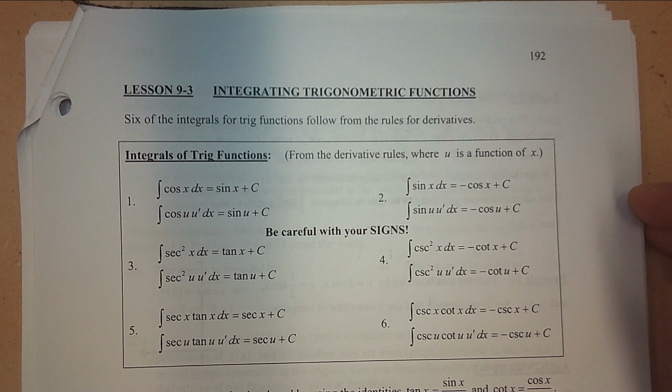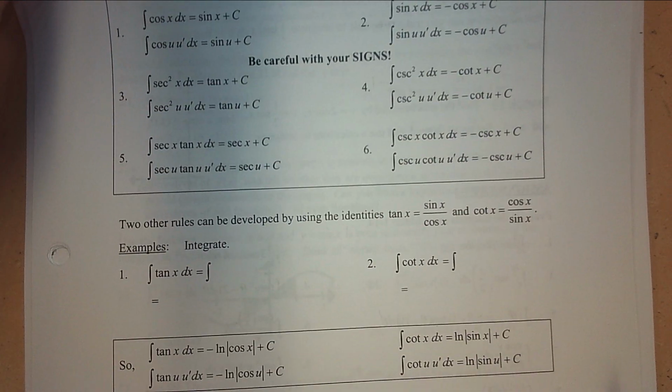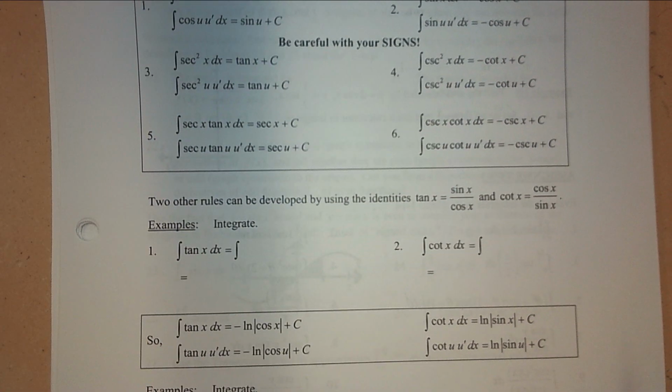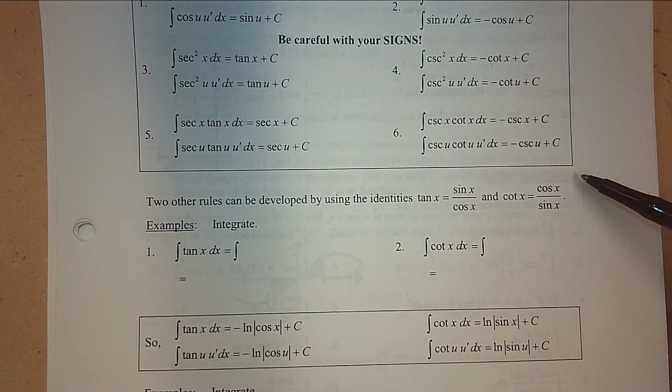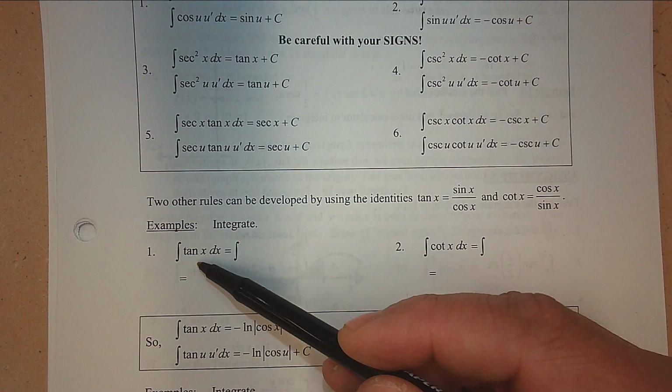So it's the signs and memorizing the rules, and you just got to get over it, and you got to work, and you got to know them. The best way to remember them is to practice them. So let's look at example number 1. It says two other rules can be developed by using these identities: tangent is sine over cosine and cotangent is cosine over sine. So can you integrate tangent?